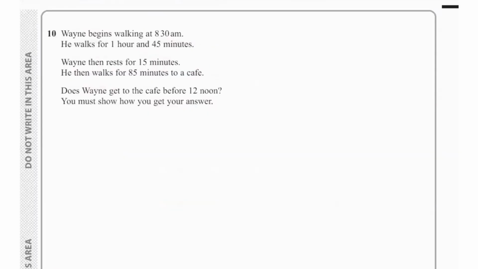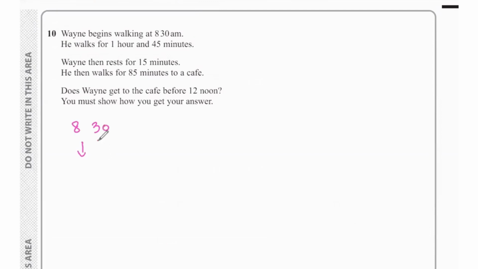Question 10 says Wayne begins walking at 8:30 a.m. He walks for 1 hour and 45 minutes. Wayne then rests for 15 minutes, and then he walks for 85 minutes to a cafe. Does Wayne get to the cafe before 12 noon? You must show how you get your answer.